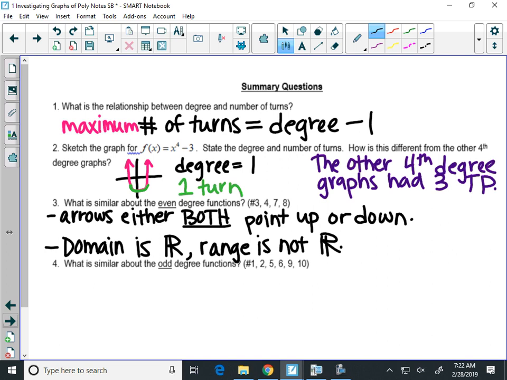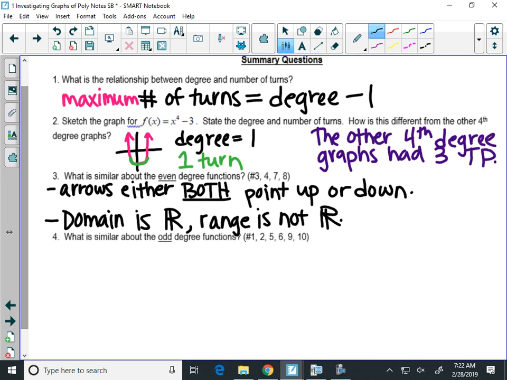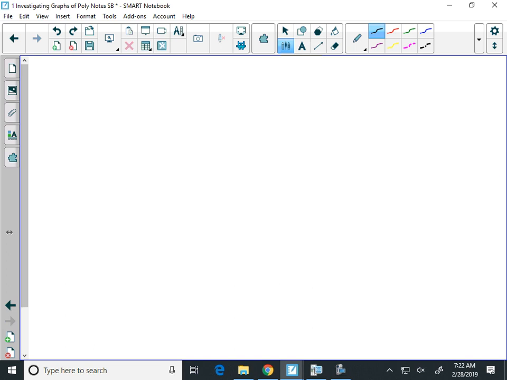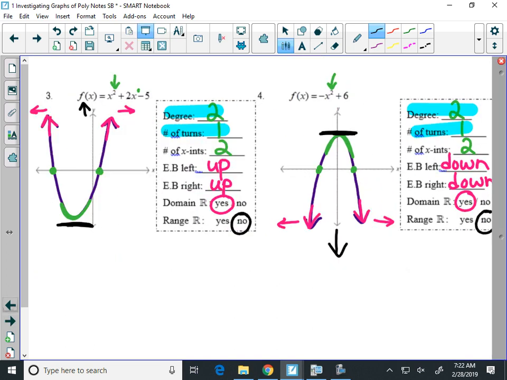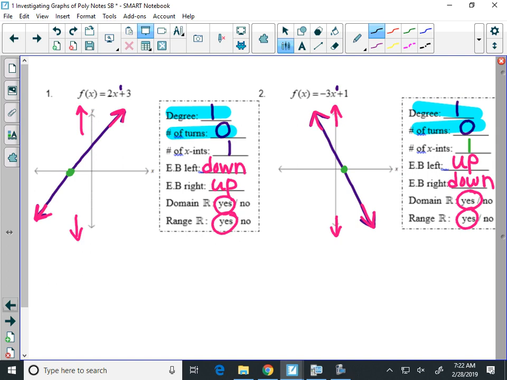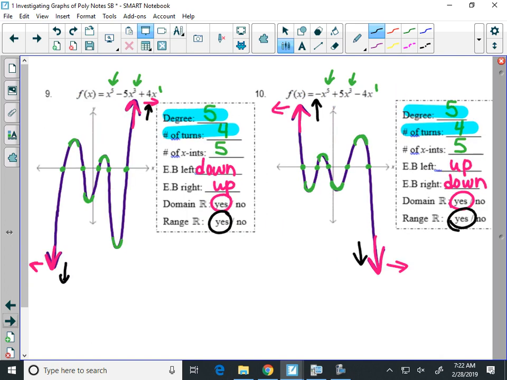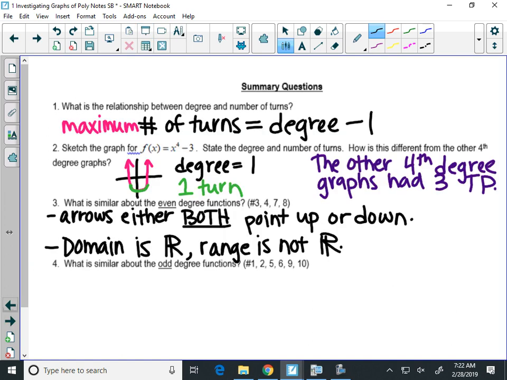And finally, what is similar about the odd degree functions? 1, 2, 5, 6, 9, 10. Okay. So 1, 2, whoops. Oh, where do we go? Here we go. There we are. So what's similar? Well, let's talk about the arrows again. These ones, 1 and 2, look like the arrows have one going down and one going up. 5 and 6 also have an arrow going down and an arrow going up. And the last 2 also have an arrow going down and an arrow going up. So it looks like when I have an odd degree, I have arrows that point in the opposite direction.